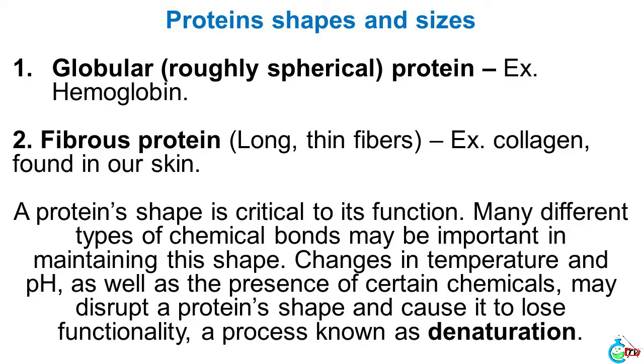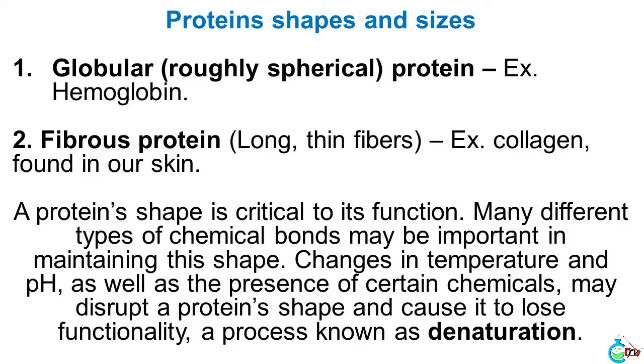Proteins: shapes and sizes. 1. Globular: roughly spherical proteins. Example: hemoglobin. 2. Fibrous proteins: long, thin fibers. Example: collagen, found in our skin. A protein's shape is critical to its function.